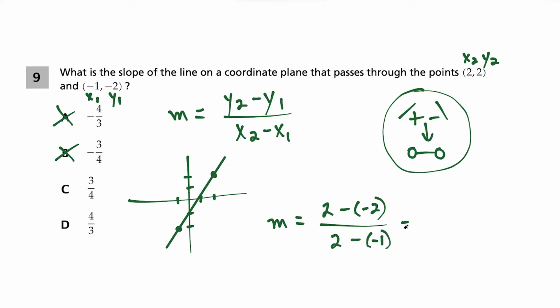And now we just work this out. If you want to use a calculator for this part, you can, but just know when you subtract negatives, the operation changes to addition. So this becomes 2 plus 2 over 2 plus 1. And now 2 plus 2 is 4 over 2 plus 1 is 3. So our solution is choice D, 4/3.